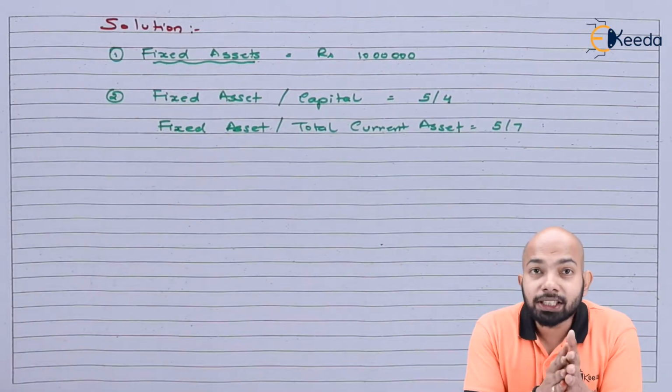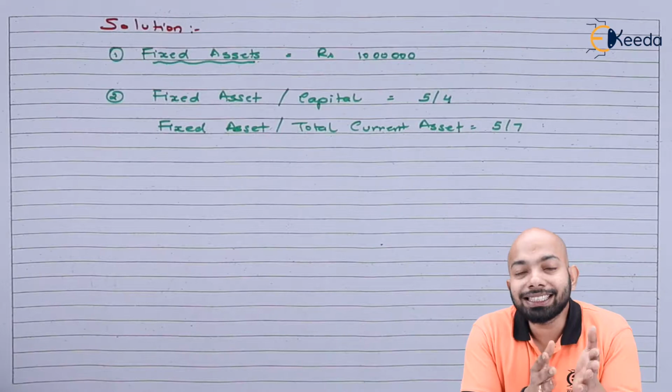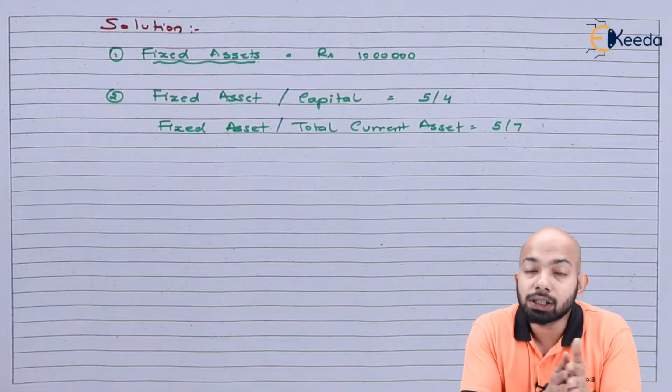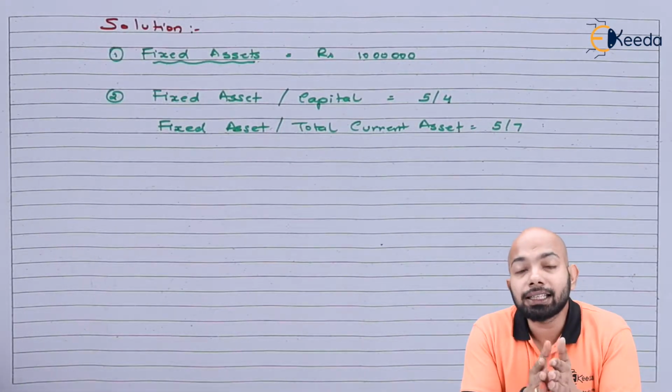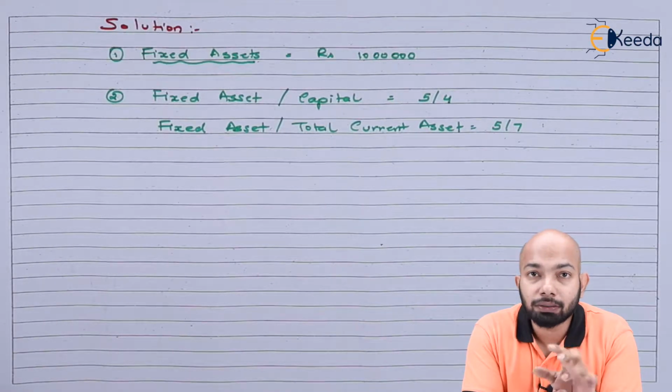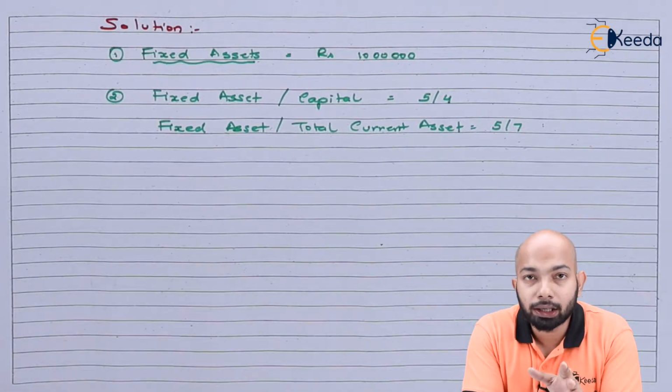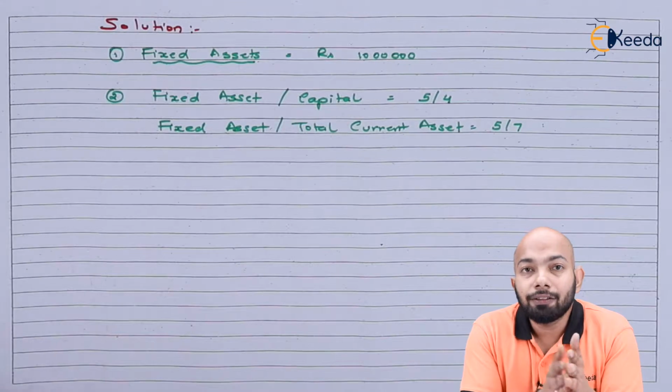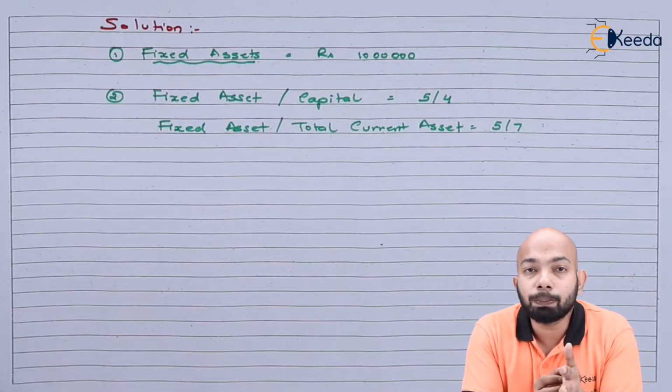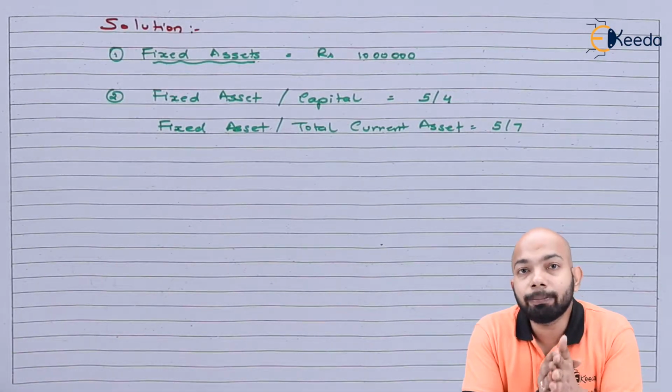With the information that we have here, that means fixed asset upon capital is 5 upon 4 and fixed asset upon total current asset is 5 upon 7. These two details have been already provided to us. In addition to this, we have fixed asset amounting to rupees 10 lakhs, which has been already mentioned.